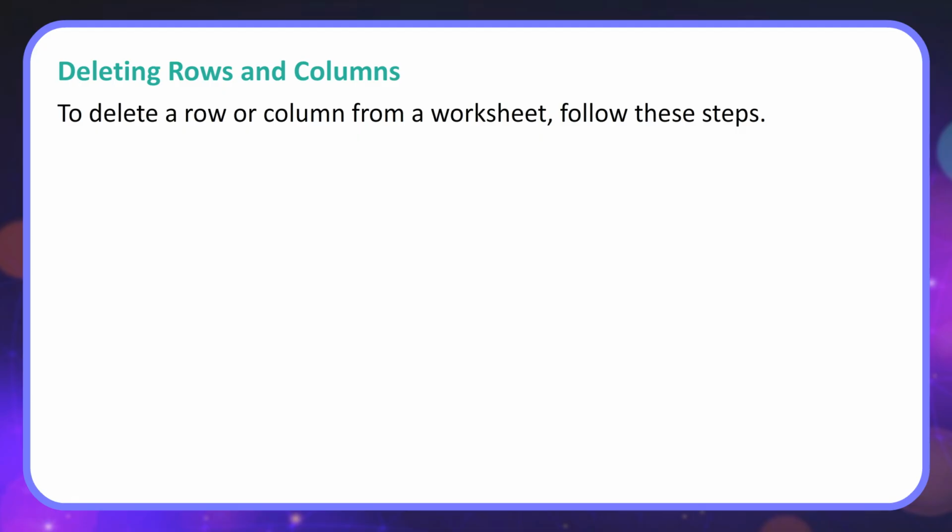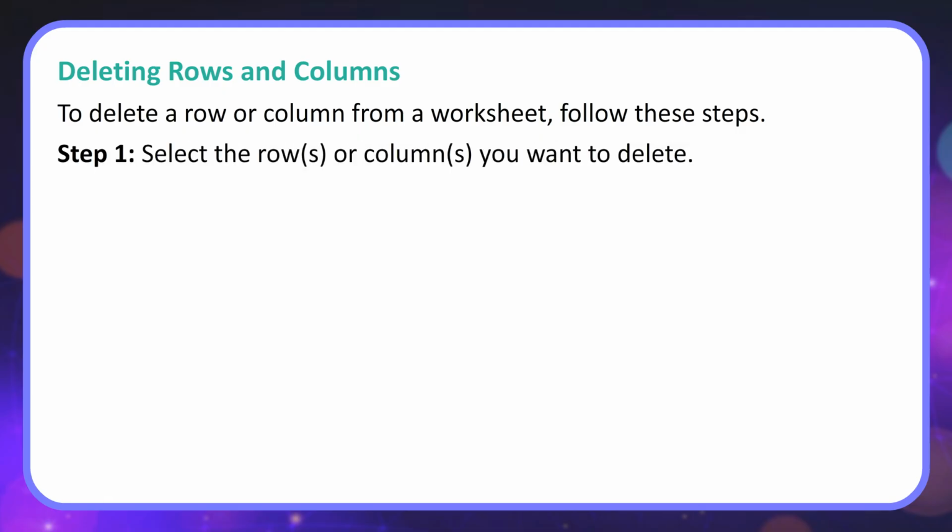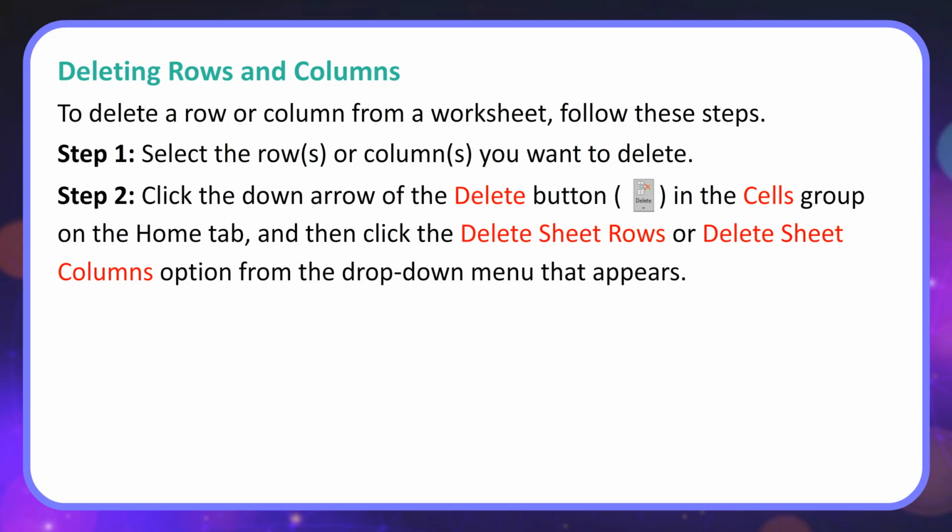Deleting rows and columns. To delete a row or column from a worksheet, follow these steps. Step 1. Select the rows or columns you want to delete. Step 2. Click the down arrow of the Delete button in the Cells group on the Home tab, and then click the Delete Sheet Rows or Delete Sheet Columns option from the drop-down menu that appears.